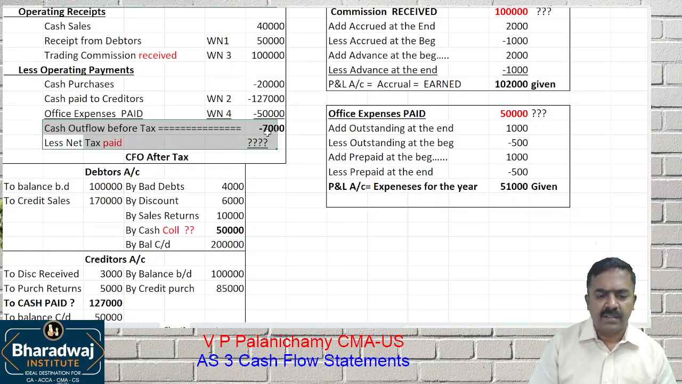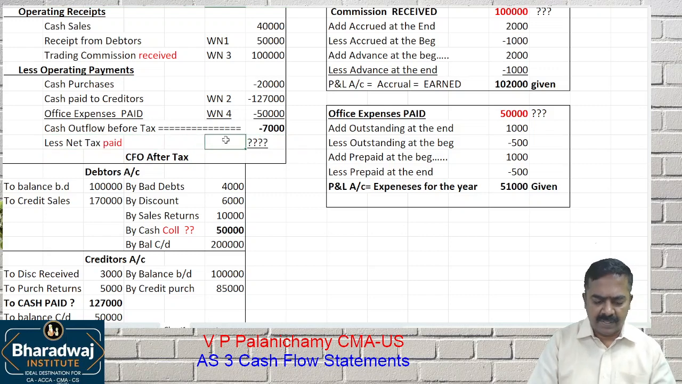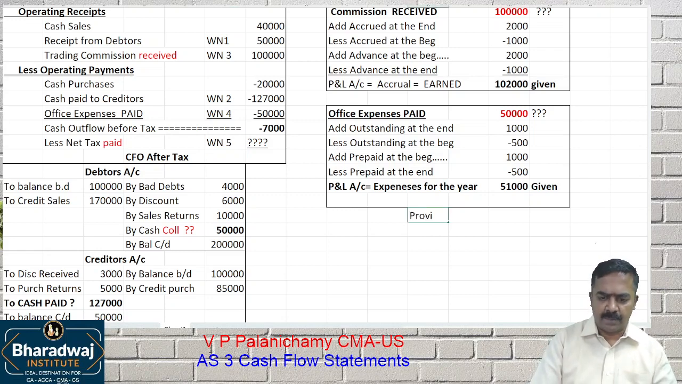Which one do we need? Tax paid. In the P&L account, are we given provision for tax or tax paid? So let us prepare it. Listen to it. Provision for tax account.